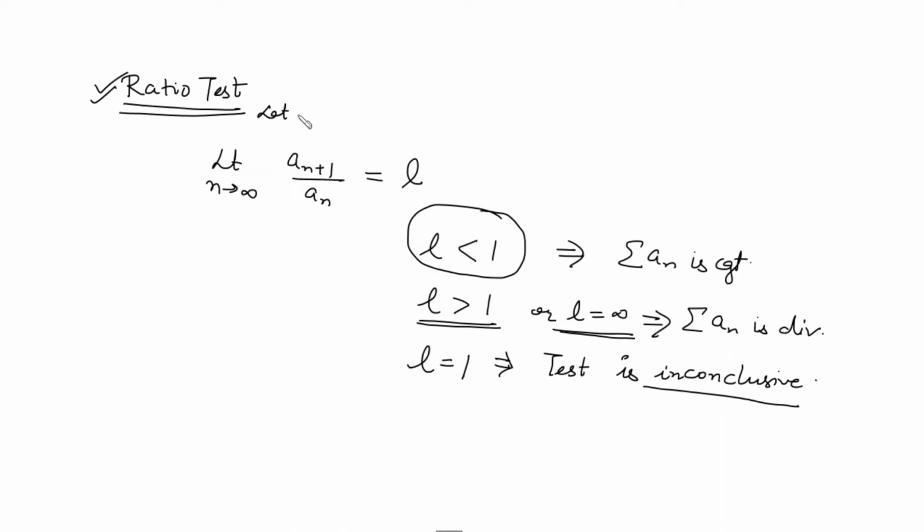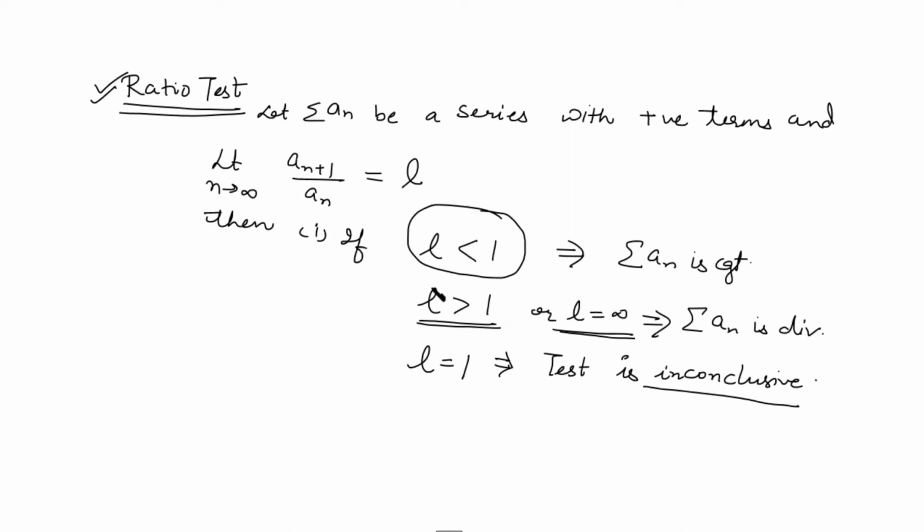So what we have here: let an be a series with positive terms, and then we find the limit of the ratio of the n plus 1th and nth term. Let it be L. Then if this ratio is strictly less than 1, this implies the series is convergent. If this ratio is strictly greater than 1 or infinity, this implies that your series is divergent. And if this ratio is exactly 1, then we can't say whether the series is convergent or not.